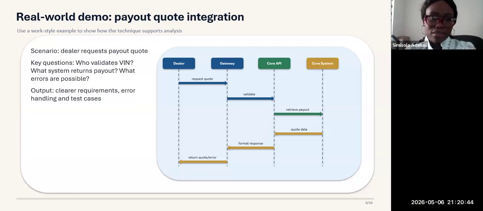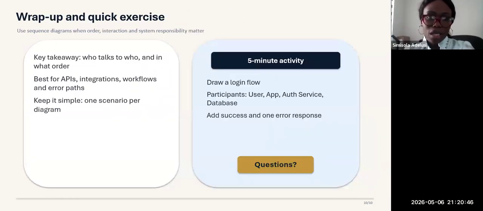So I think to the final slide, so basically the key summary here is, obviously, the sequence diagram shows who talks to who and in what order. So it's best for APIs, it's best for integrations, workflows, right? Because it shows how these systems interact with themselves or with a user.